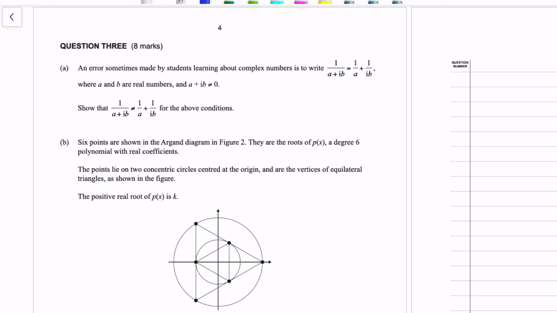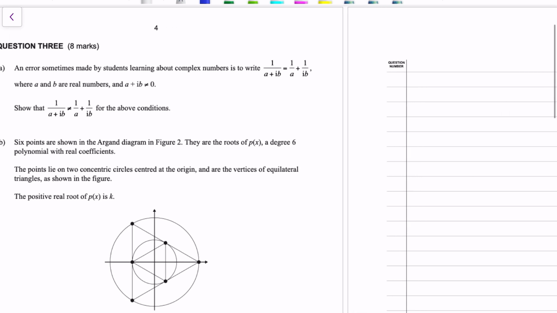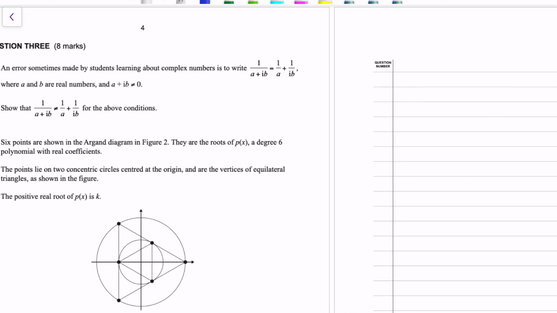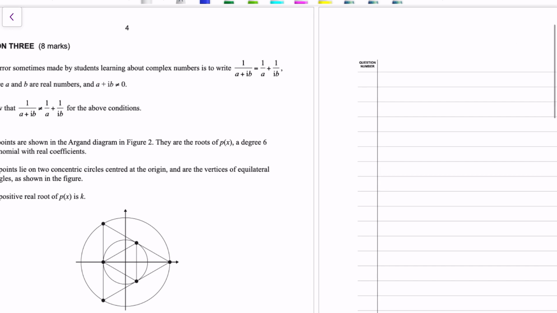Okay, an error sometimes made by students learning about complex numbers is to write the following. In other words, they don't know how fractions work. Show that it's never true for the above conditions. Okay, so we go about doing a proof by contradiction here. We try and show it works. So does this equal this for any A or B?